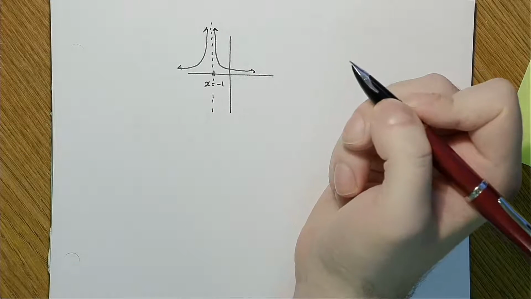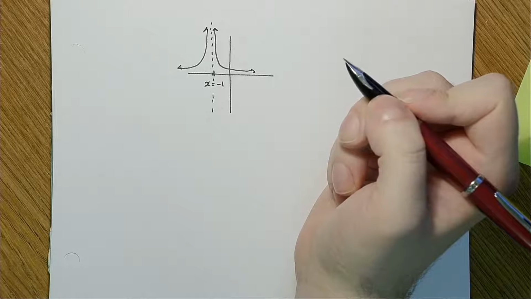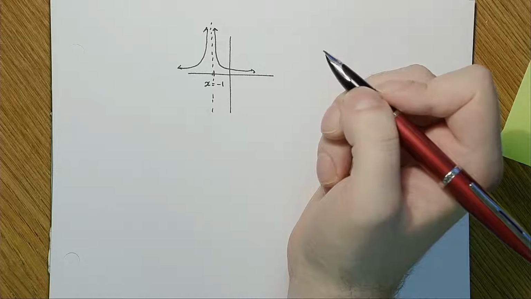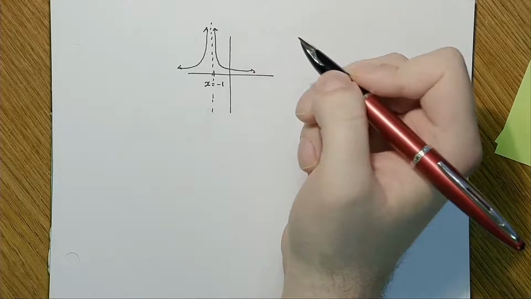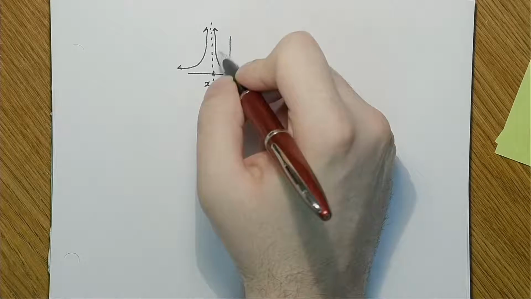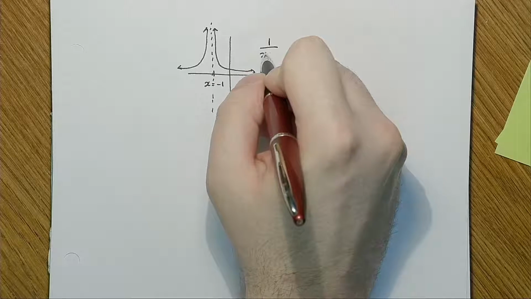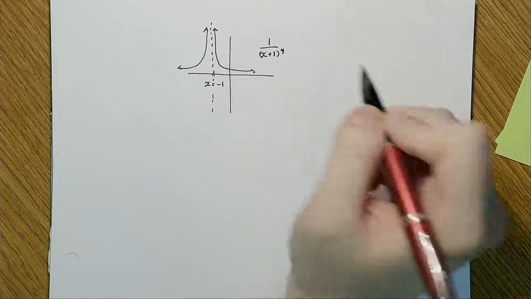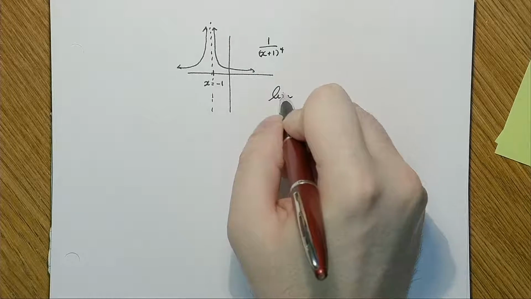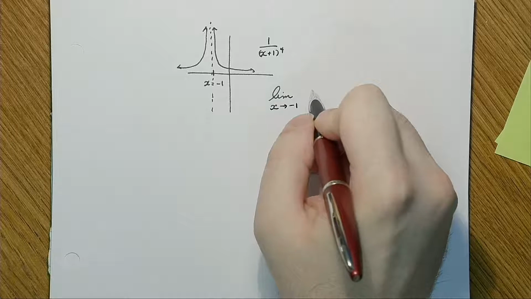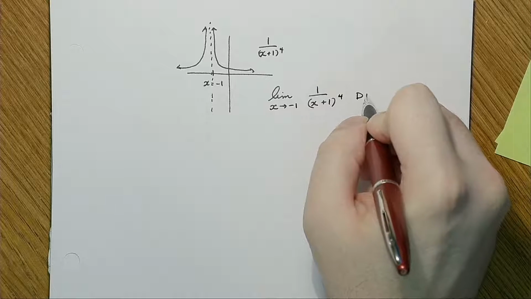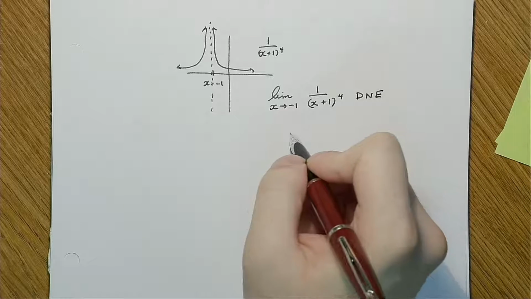And this is all good stuff because eventually we're going to be sketching more functions using what they call curve sketching, and we use all the information that we have from calculus to figure out what the graph looks like without using a computer. So this is a function, 1 over x plus 1 all to the 4th. And that limit as x goes to minus 1 does not exist.